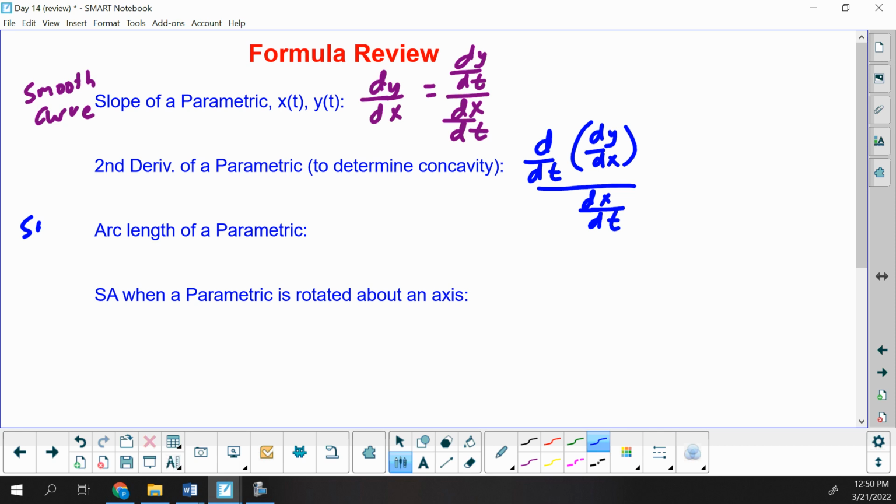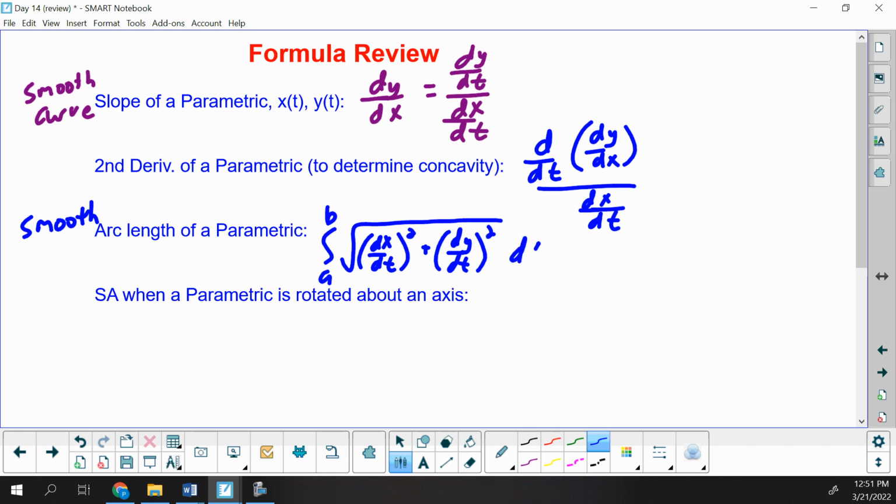Arc length, just a reminder, smooth. So sometimes with arc length, you might just have to do one section and multiply it by how many of the sections are alike. Okay, it can't intersect itself other than at the endpoints. So just keep that in mind for arc length. So for that, we just had our integral from a to b. We had our square root of dx dt squared plus dy dt squared with a dt at the end.